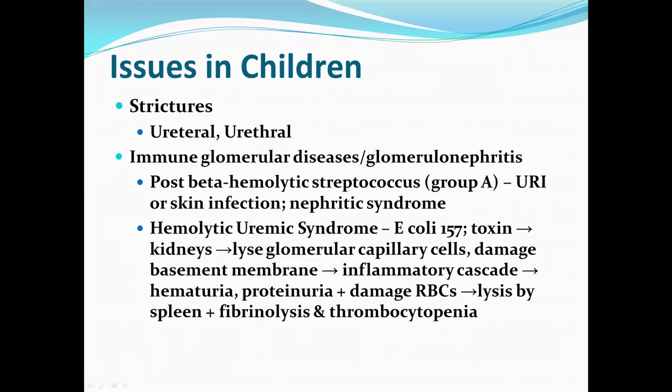So what happens then in this HUS, this hemolytic uremic syndrome, is it is characterized by a hemolytic anemia. Remember, damage to the red blood cells had to be lysed by the spleen. A thrombocytopenia, the arterioles were clogged with platelets and fibrin clots, as well as acute kidney injury. So this is a fairly typical presentation of that Shiga toxin produced by the E. coli, and it causes hemolytic uremic syndrome.